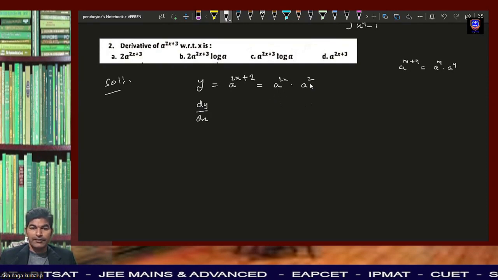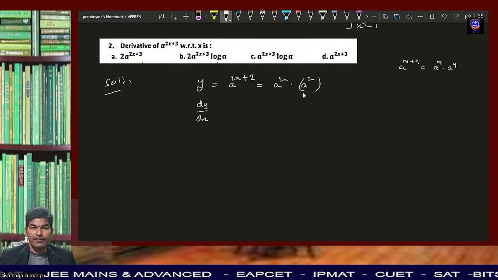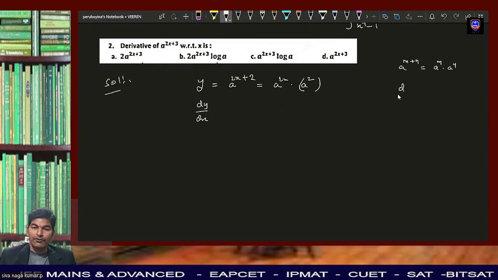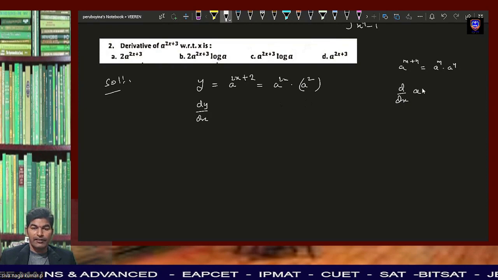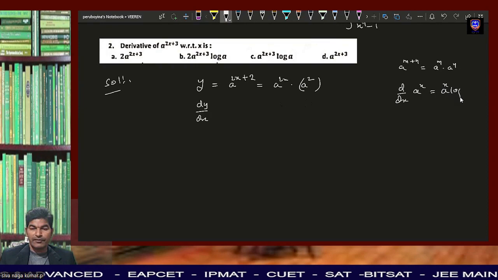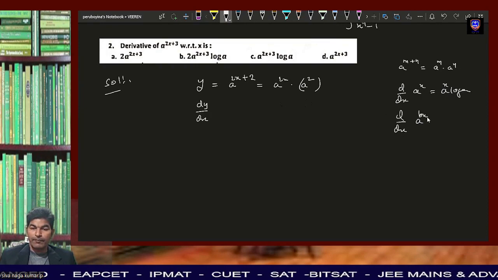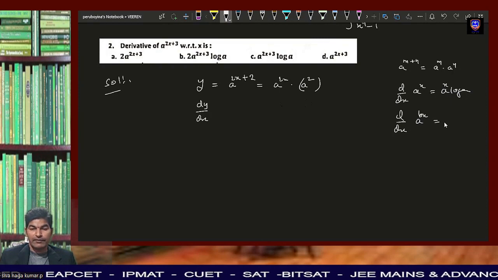Fine. A square is a constant, like you have to treat this as a quotient. And now you have to learn one more formula, d by dx of a power x. The derivative of a power x is a power x into log a. Even in case it was a power bx, what is the derivative of that?